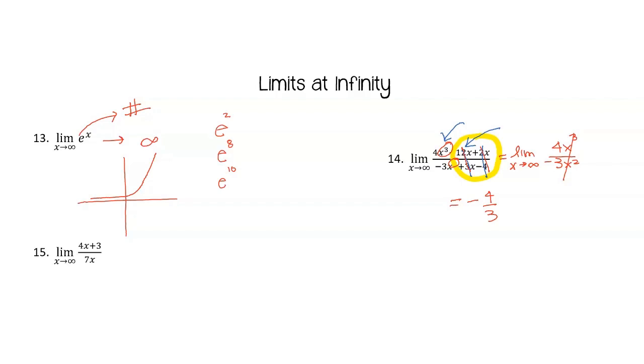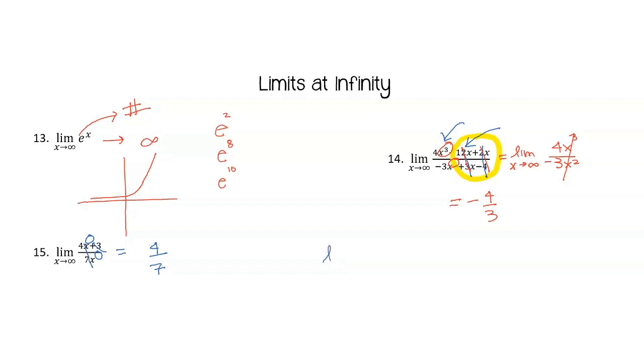Now let's look at the next one. We have the largest degree in the numerator is a 1. We don't write the 1, but it's there. And the largest degree in the denominator is also a 1. So the 3 drops out, and these x's will factor out, so I'm left with 4/7. And you could throw those both in the calculator and you'll see that that is the limit at infinity.